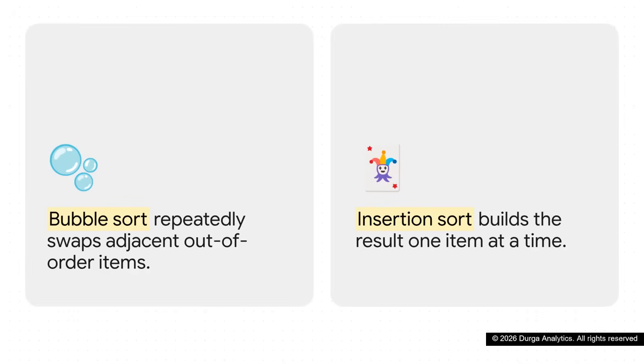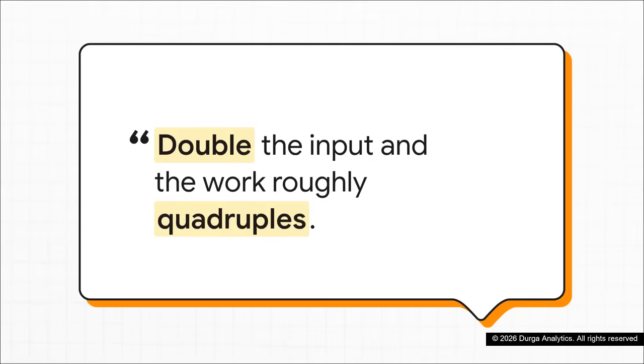But they share a fatal flaw when it comes to large-scale production systems. They both involve comparing items against tons of others in a nested loop pattern. Because of those nested loops, they fall right into what we call the O(n squared) trap. Check out this quote we have here. Double the input, and the work roughly quadruples. This is the harsh reality of O(n squared).